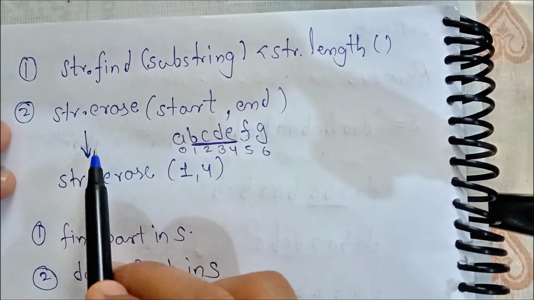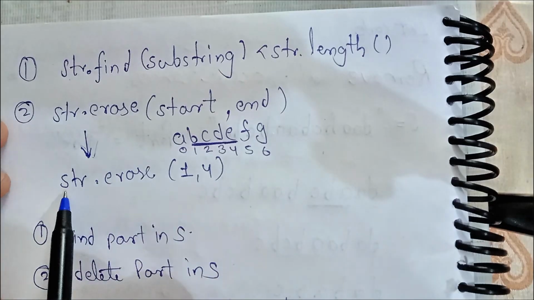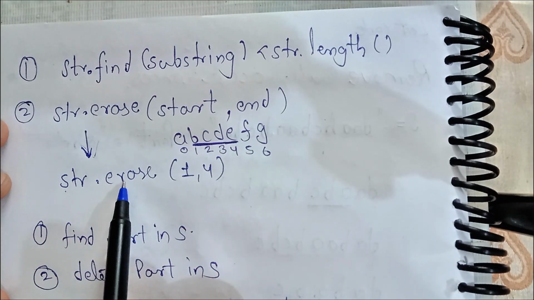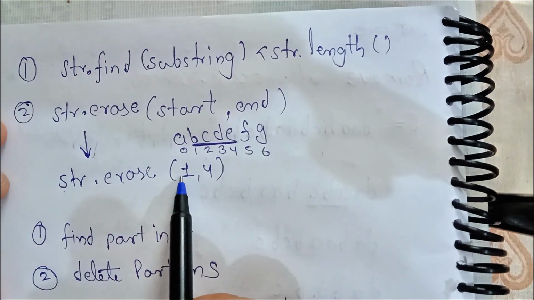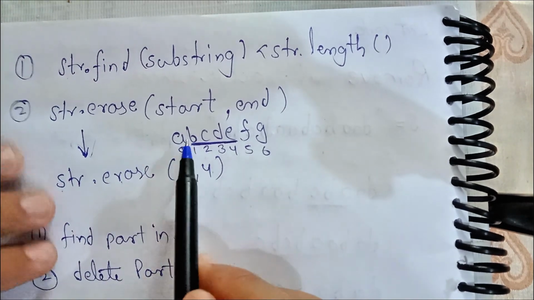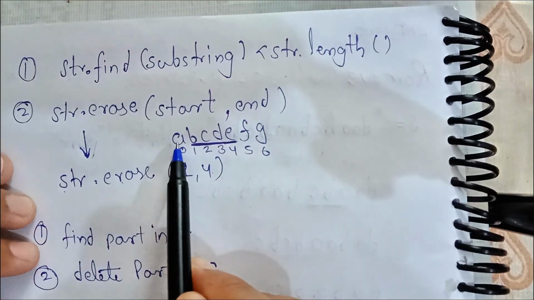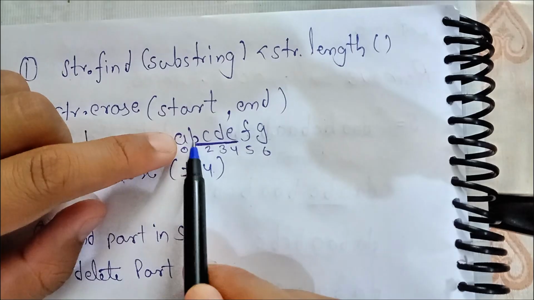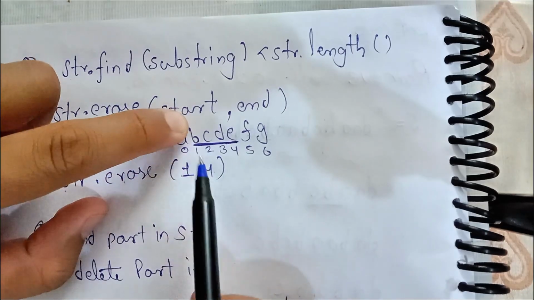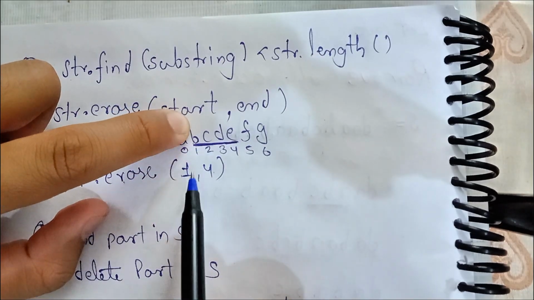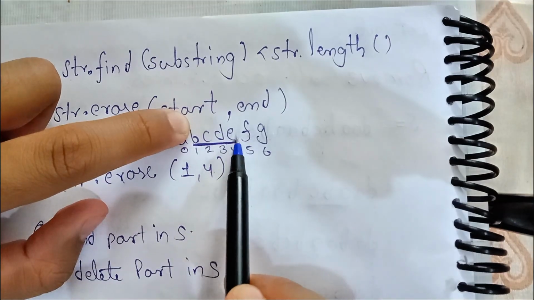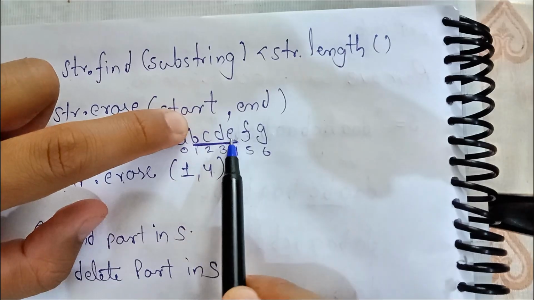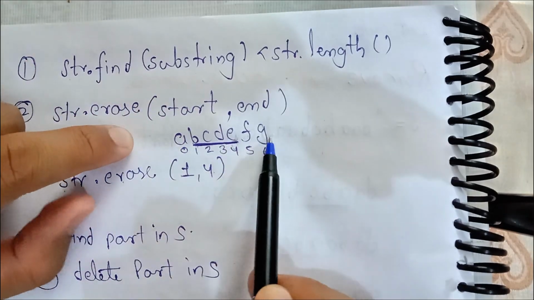The example for this function is like this: we have the string name, and we use the erase function. Here we have 1 as start and 4 as end. Now we calculate where 1 is. So 1 is over here at the place of B, and the ending point is 4. Now we come to the fourth index and delete this part, which means B, C, D are deleted and the output is A, F, G.